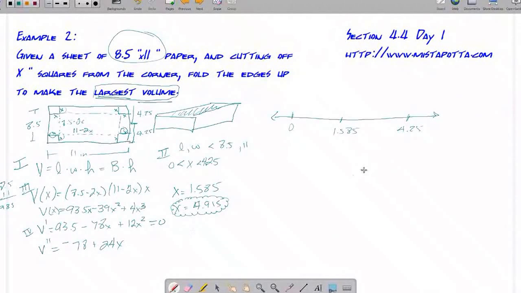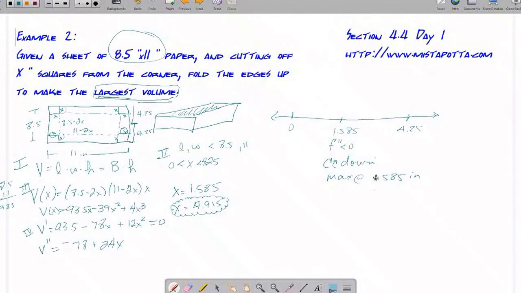And so if I take this value and substitute it in, I notice that this ends up being negative, because I basically got 1.6 times 24. That's going to be a number about 40, and I've got a negative 78. So my second derivative is less than 0, which means we're concave down, which means we have a maximum at 1.585.